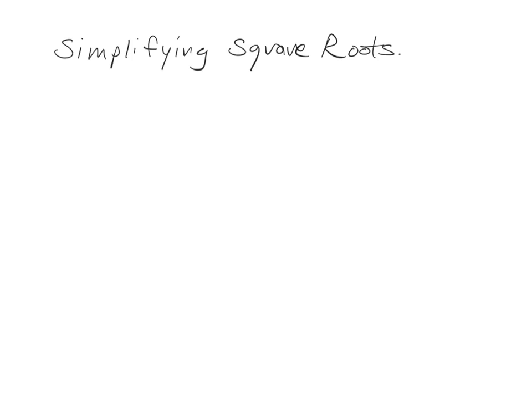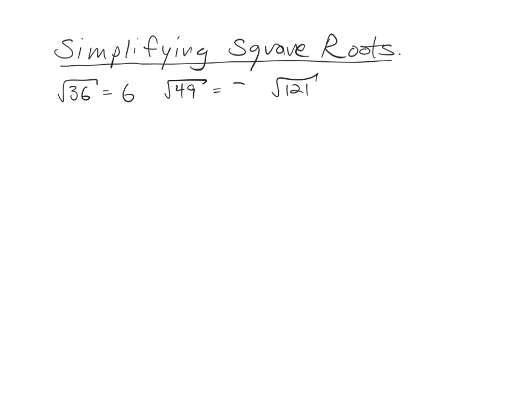In this very short video, I'm going to go over how to simplify square roots. Just as a very first quick example, I'm sure most of you out there know what these square roots are equal to. So the square root of 36 is positive 6, the square root of 49 is a positive 7, the square root of 121 is a positive 11.